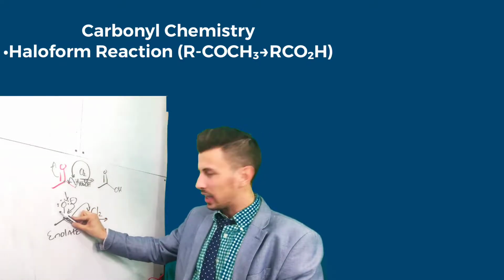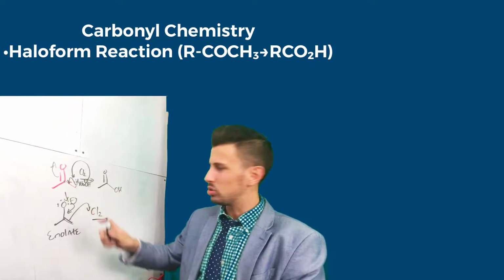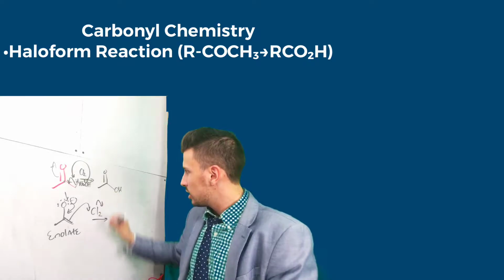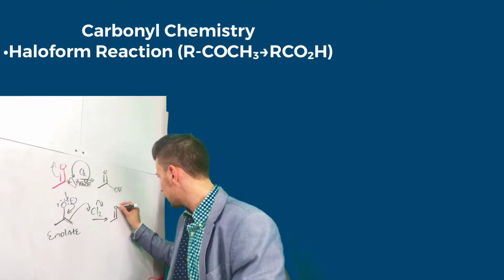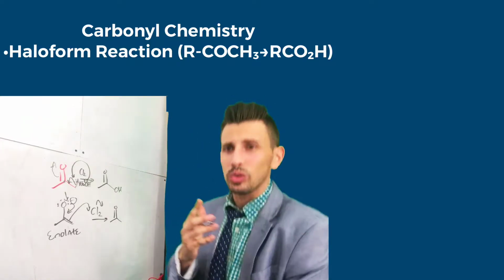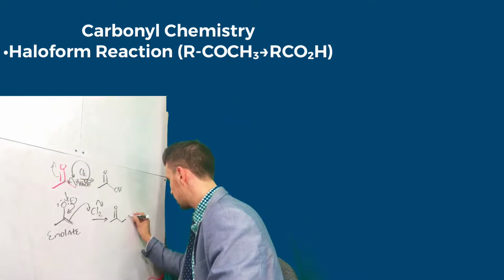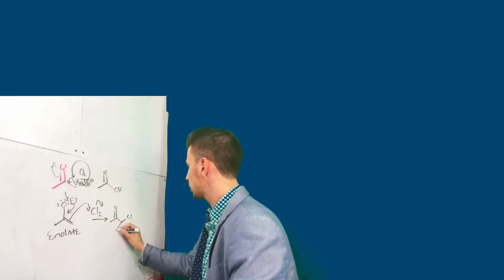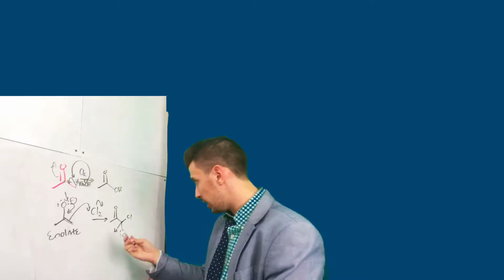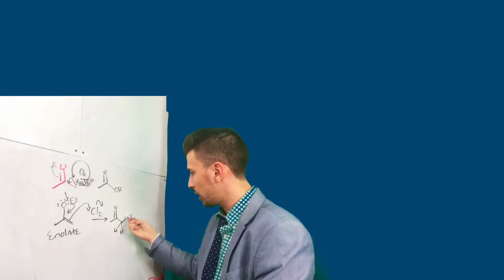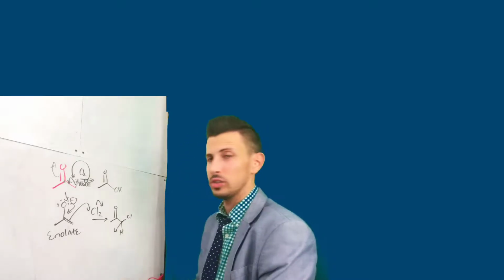So this opens up kind of like a drawbridge, and it picks up one of those chlorines. And so the end result ultimately being not an acyl chloride, but a carbon with, instead of 3 hydrogens, 1 chlorine and then 2 hydrogens.